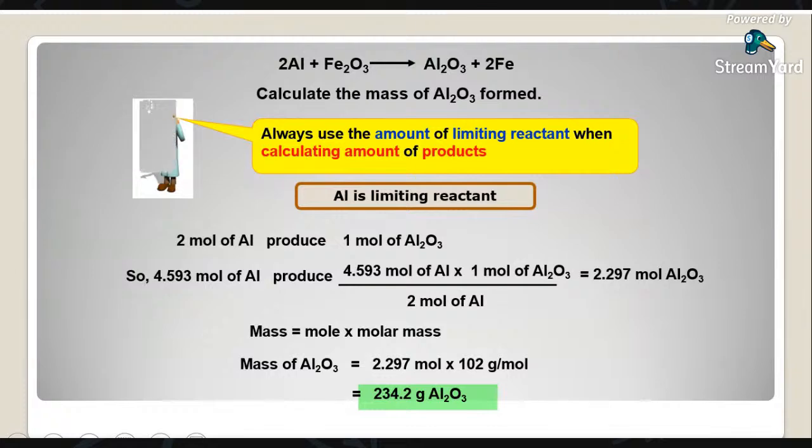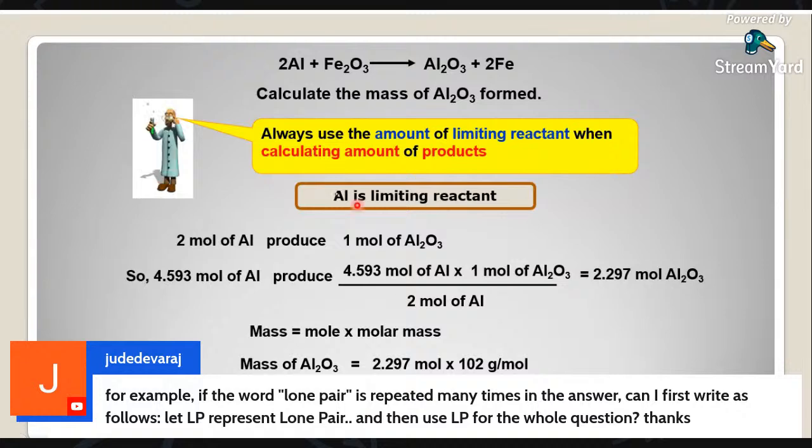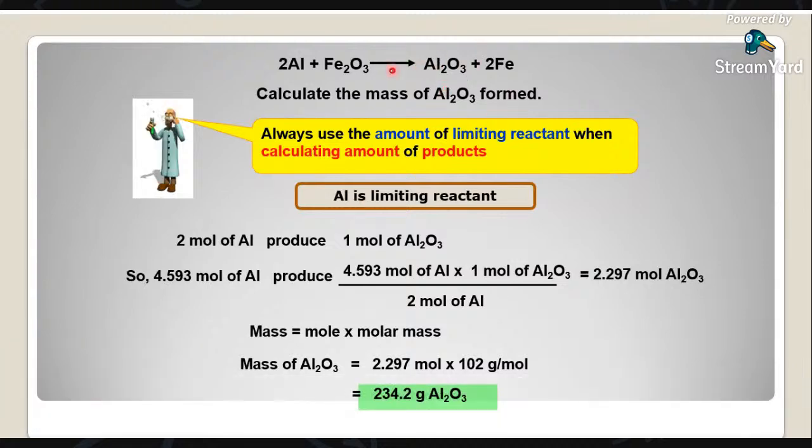Okay, so now we already know that aluminium is the limiting reactant. So how to determine the amount of product formed? It depends on the limiting reactant or it depends on the excess reactant. Of course, the amount of product formed depends on the limiting reactant because the limiting reactant is the boss.